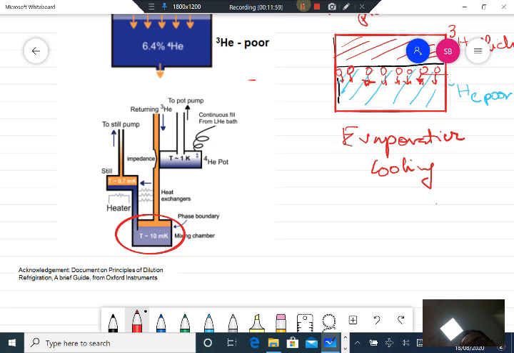Because this mixture is already in the superfluid phase, by connecting a capillary, the liquid automatically rises. This is a property of the superfluid phase. Because of no viscosity, this liquid can rise into this column and it enters into this still, where you put a heater. Now this mixture, which has both helium-3 and helium-4, is brought into this region.